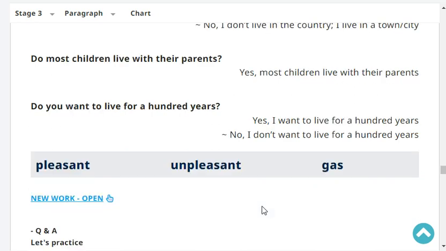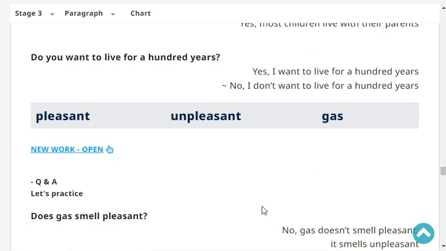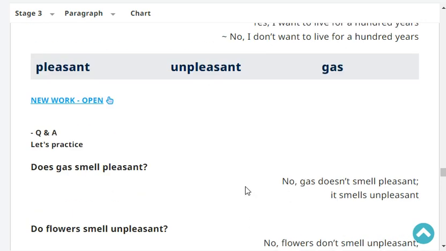Do you want to live for 100 years? Yes or no? Do you want to be up to 100 years old? Yes or no? I don't want to live for 100 years. Very good.